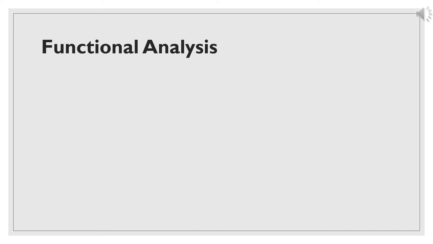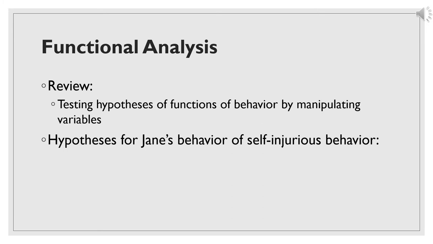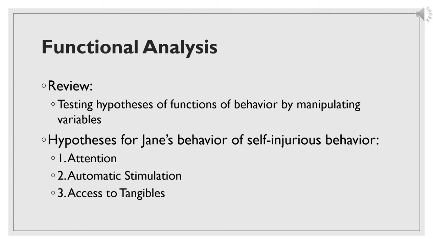The final part of the functional behavior assessment is to conduct a functional analysis. As a review, a functional analysis involves testing hypotheses by manipulating the client's environment. The hypotheses that we have gathered from Jane's indirect and direct observations is that she engages in head hitting to gain access to attention, for automatic stimulation, and to gain access to tangibles.